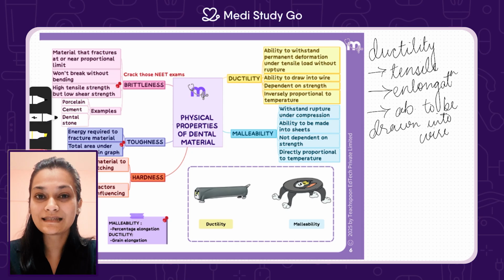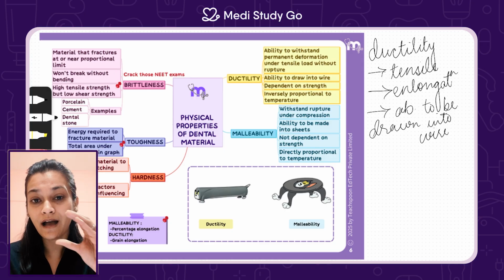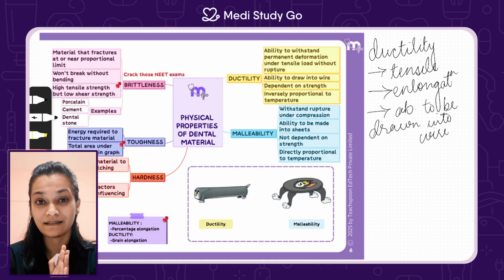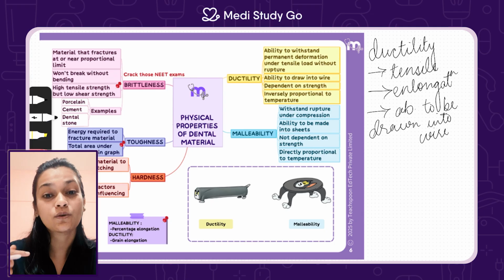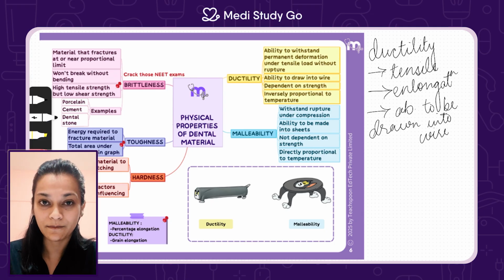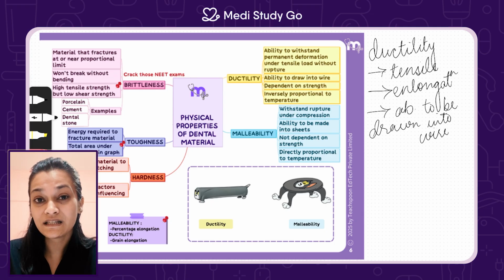Now we move on to the next important topic. Imagine you have a block again and you are compressing it. So it will be drawn into sheets. Now this quality is known as malleability. Malleability is the ability of a material to be drawn into sheets.